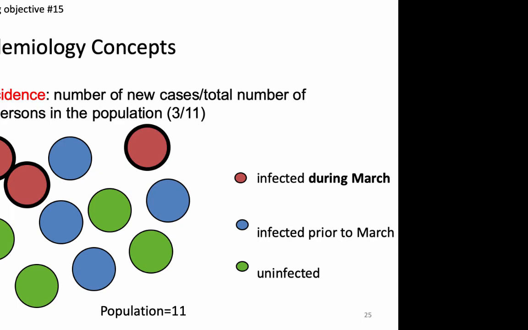The first is incidence. So incidence is the number of new cases in a population over the total number of persons in the population. So in this scenario, we have 3 people which were newly infected in March. There's 11 total in the population, so we would report the disease incidence as 3 over 11, which you can also divide out into a percentage. So this number is important for tracking new diseases and seeing what's kind of popping up in the population.